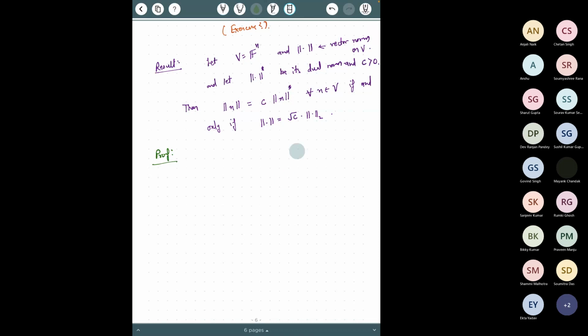Okay, if you have any doubt at any point, you can ask. So this is if and only if, so we have to prove both ways. The only if direction is much easier, so let us prove the only if direction first.